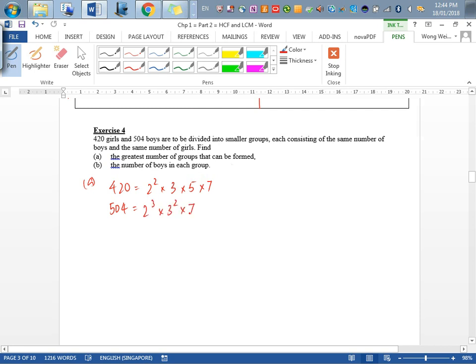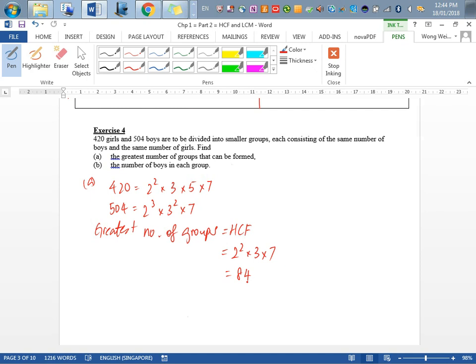So to find the greatest number of groups that can be formed, the number of groups is equal to the HCF, which is equal to 2 squared times 3 times 7, and that gives me 84. Do you get the same answer? Who got the same answer? Raise your hand. Okay, excellent.